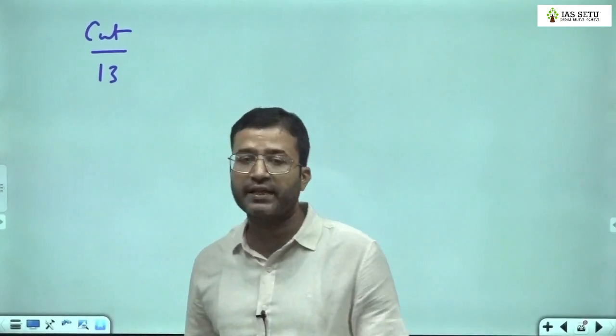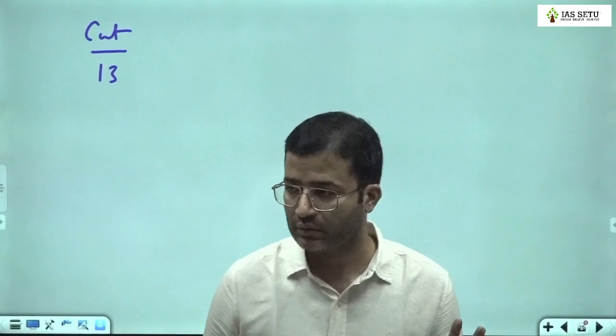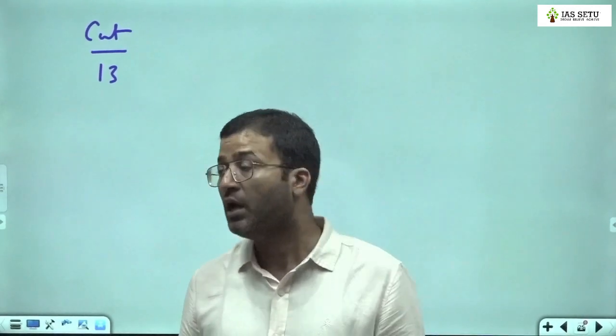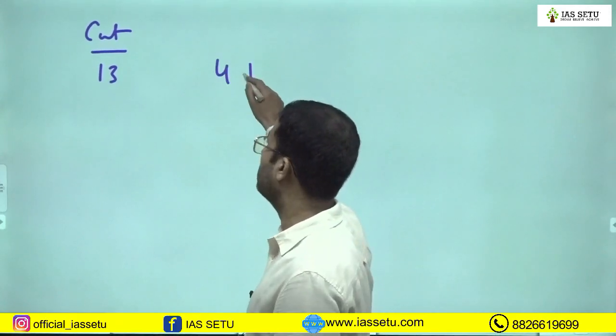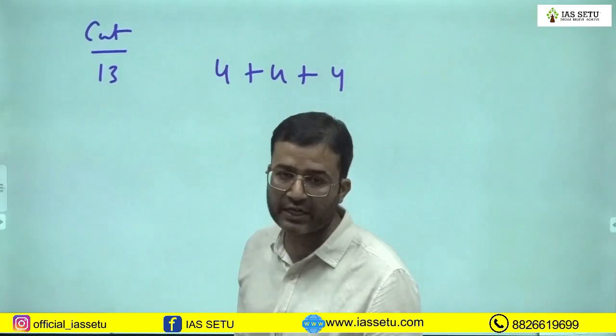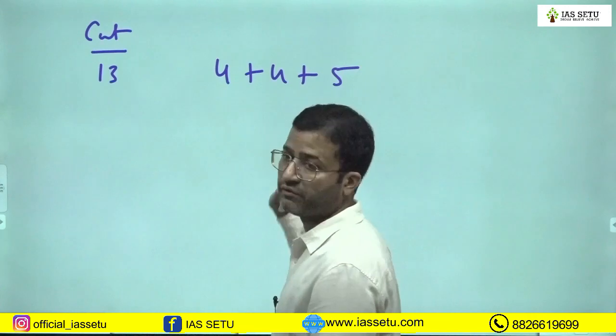Step number 1, tell me the multiple of 3 which is nearest to 13. 12. Not 15, because between 13 and 15 there is a 14. 12. Tell me, if you have 12 chocolates, how do you distribute them? 4 plus 4 plus 4. Since we have one extra, we will give it here, so this is 4 plus 4 plus 5.